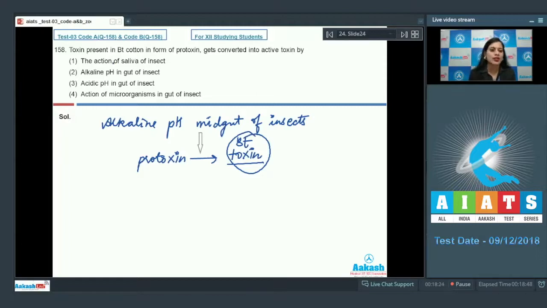So the very first option given is, action of saliva of insect, is an incorrect option. Then alkaline pH in gut of insect is a correct option and is a correct answer to our question. Acidic pH in gut of insect is an incorrect option, and action of microorganisms in gut of insect is also an incorrect option because it is the alkaline pH in the midgut of insects which will lead to the conversion of this protoxin into active Bt toxin. So the correct answer is option number 2. Let's discuss our next question.